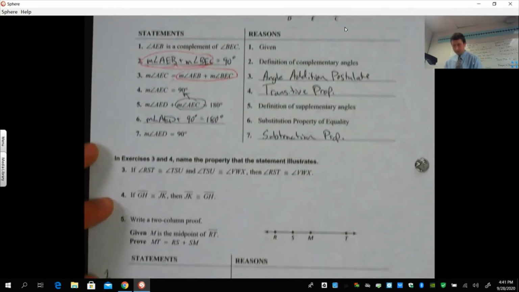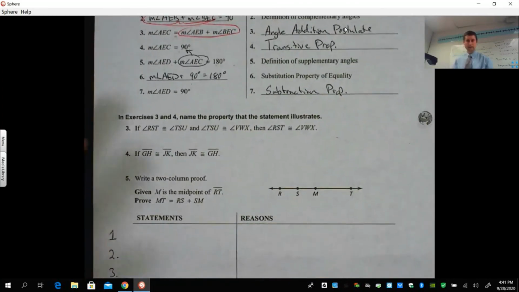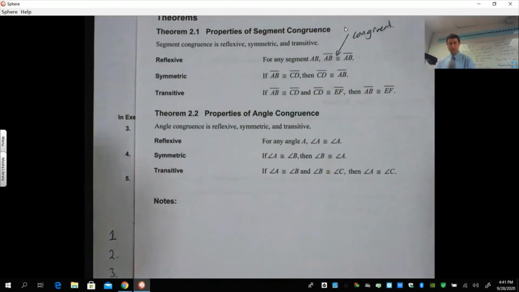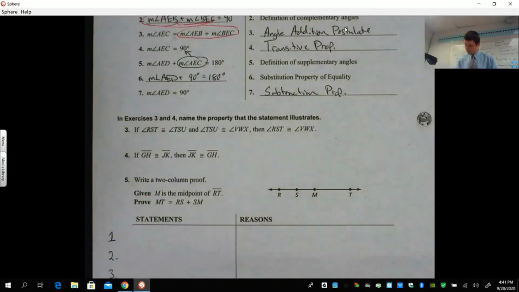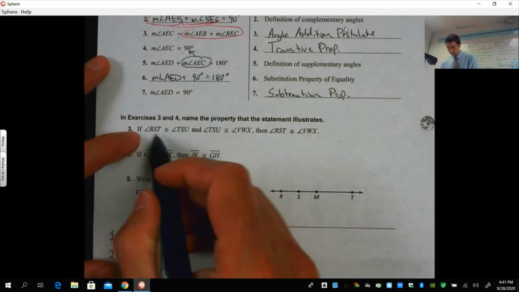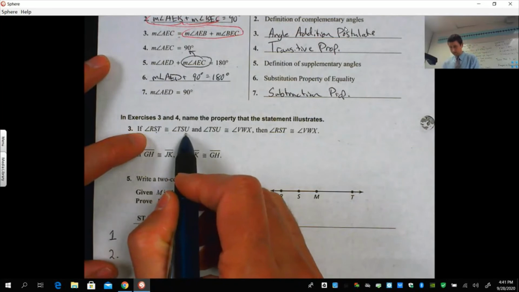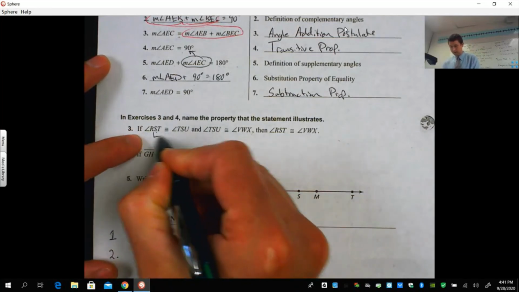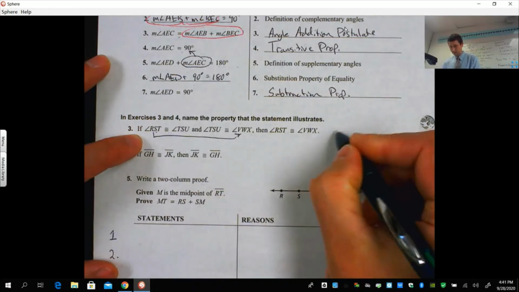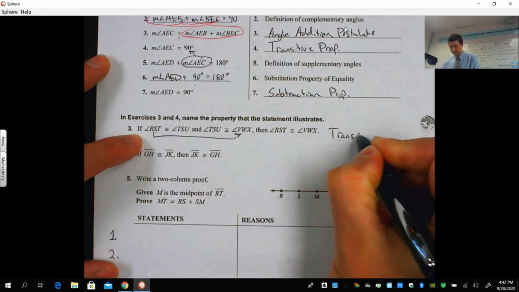Okay, exercise 3 and 4. Name the property that the statement illustrates. A lot of these properties are going to be the ones that are on page 56. Reflexive, symmetric, transitive. Okay, so if RST is congruent to TSU and TSU is congruent to VWX, then RST is congruent to VWX. Transitive property.